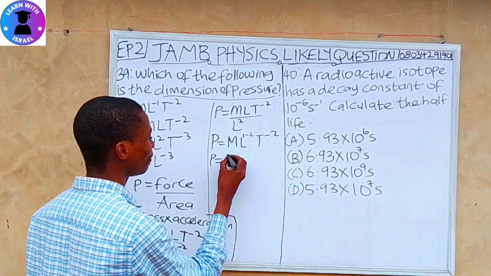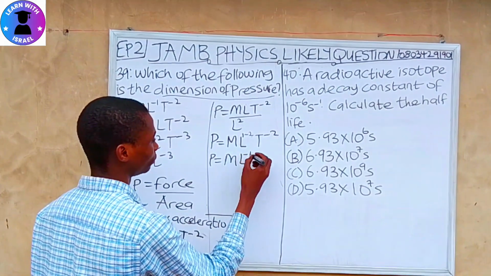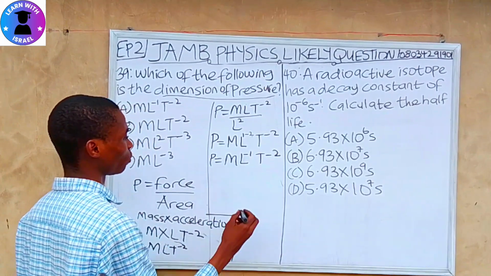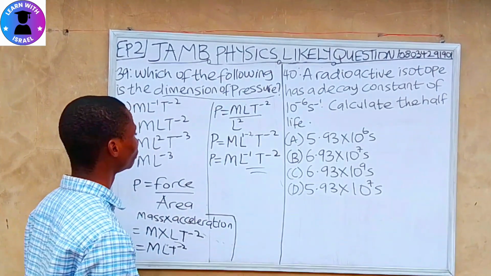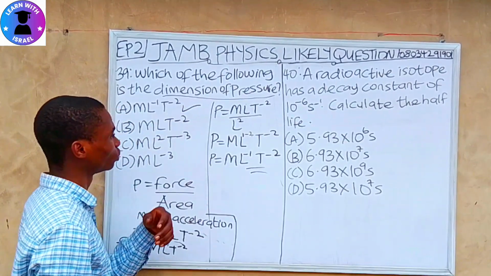So our pressure equals ML^(1-2), which will give us ML^(-1)T^(-2). So the correct answer is ML^(-1)T^(-2). And if we check the options, we can find it in option A, ML^(-1)T^(-2).